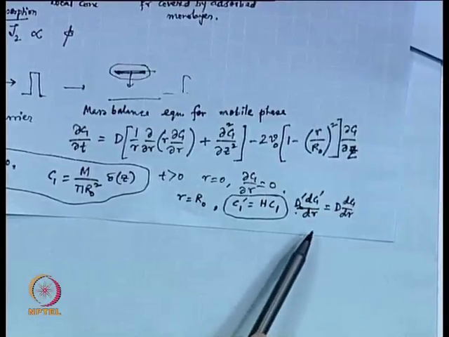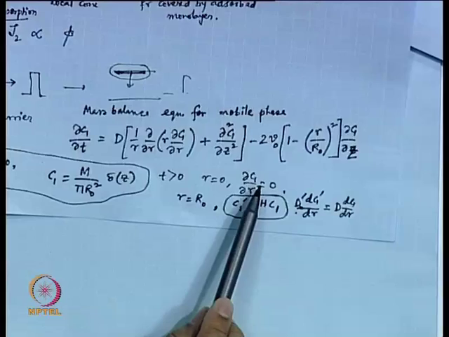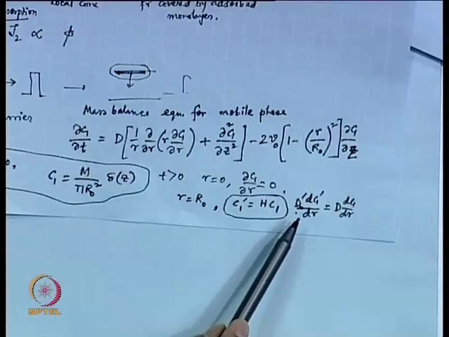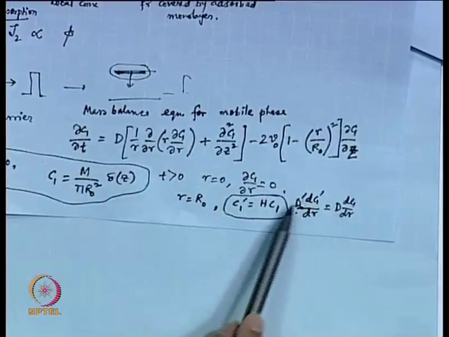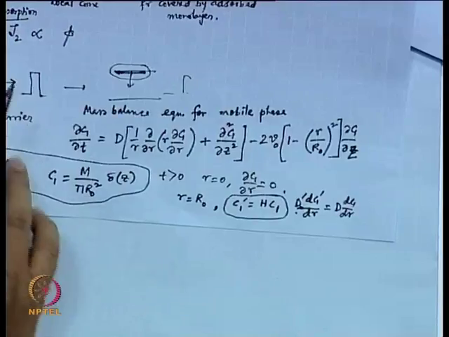All right. So, this is one condition that you must appreciate. This one is by symmetry, you know we have not sacrificed the symmetry. This one is by the continuity of flux at the interface of adsorbent and the mobile phase. So, this is understood. And how do you explain this part, C 1 prime is equal to h C 1?